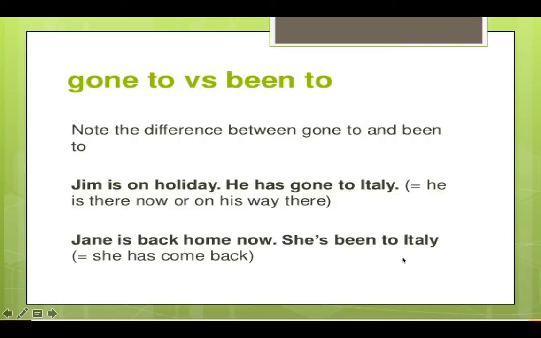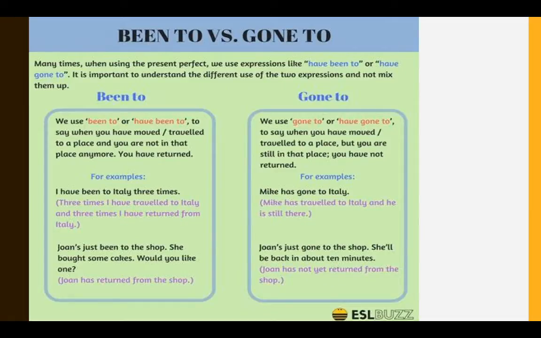We can realize that when we use been, it means that we have already returned. But when we use gone, that means that we went there and we are still there, right? Over here we can see another example between been and gone. We can see that been means that you have returned, while gone means that you are still there.